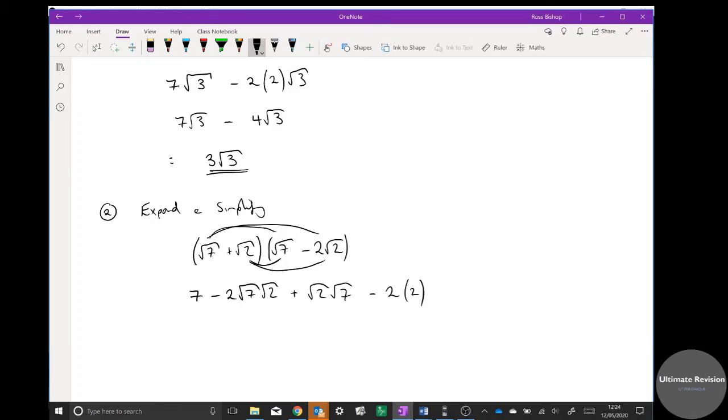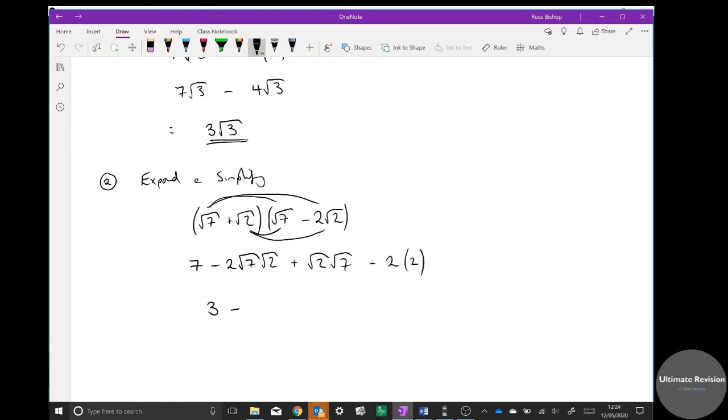Let's just tidy this up a little bit. I've got 7 minus 4, which is 3. And then I've got minus 2 root 7 root 2s, plus another root 2 root 7. So I've got minus 1 of these. Okay, and that is fully acceptable. You could also rewrite it as 3 minus root 14, because 7 times 2 is 14.